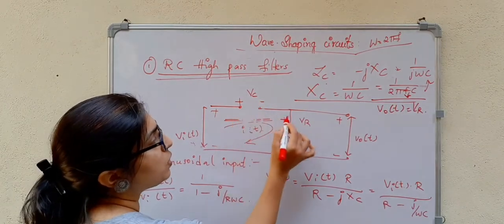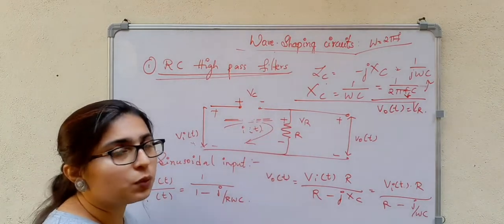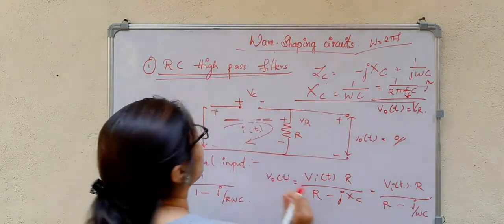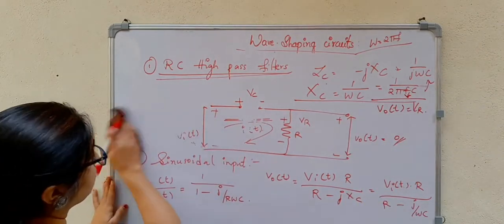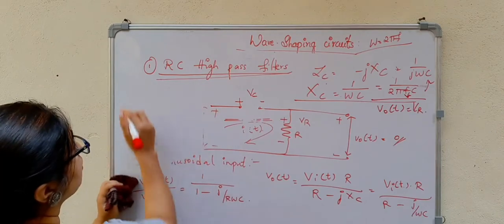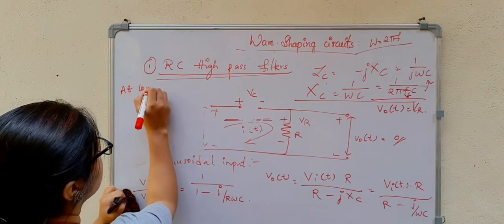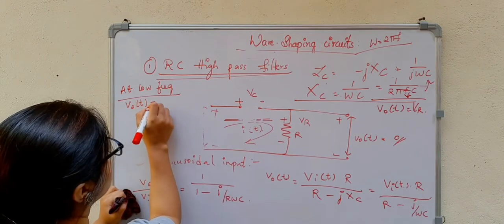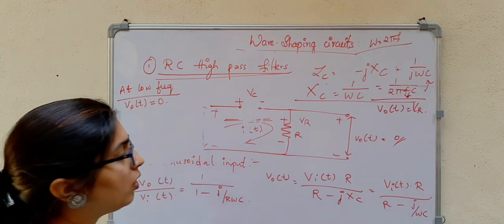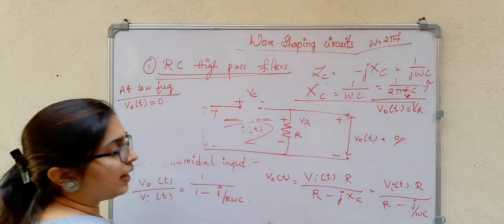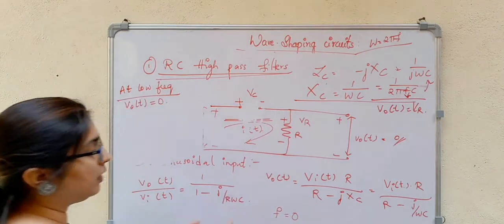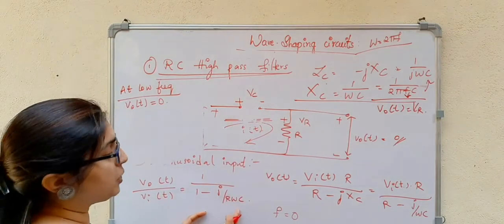So what happens to the current through the resistor? That is equal to 0. In this case, output will be equal to 0. So at low frequencies, output is equal to 0. Okay, so we can consider taking F is equal to 0. What happens at F is equal to 0? I will consider this expression and I will see.